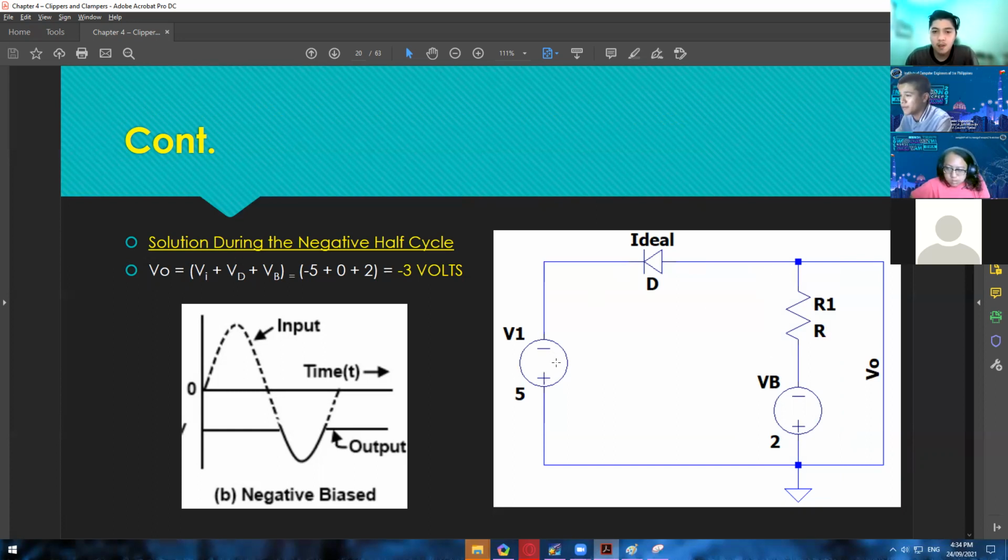So we have here -5 and then +0 since this one is ideal. And then we have here +2. Okay, so i-consider nyo lang yung signage niya. So para hindi kayo malito, gawin nyo na lang yung ginagawa ko, yung nasa dulo. Okay, and then I always go for a clockwise flow of current. So in here, -5 plus 0 plus 2 is equal to -3 volts.